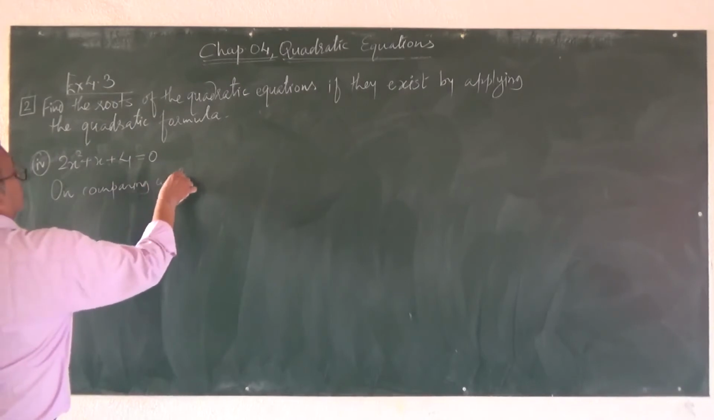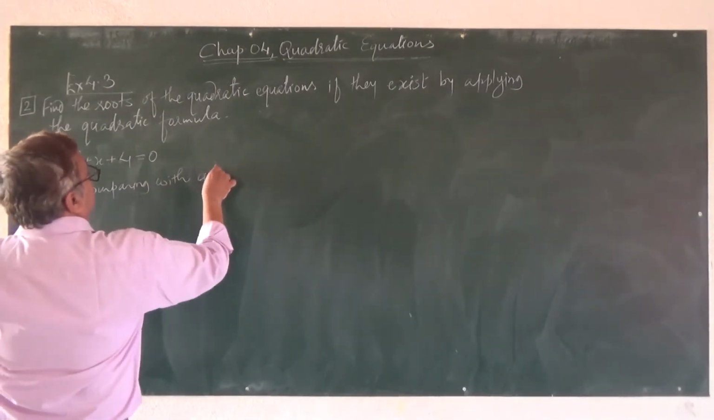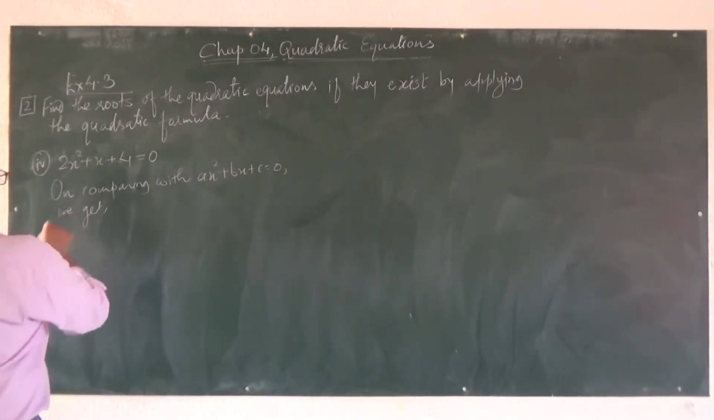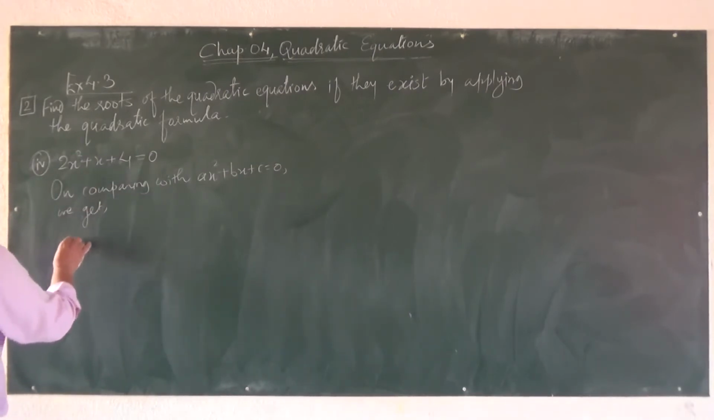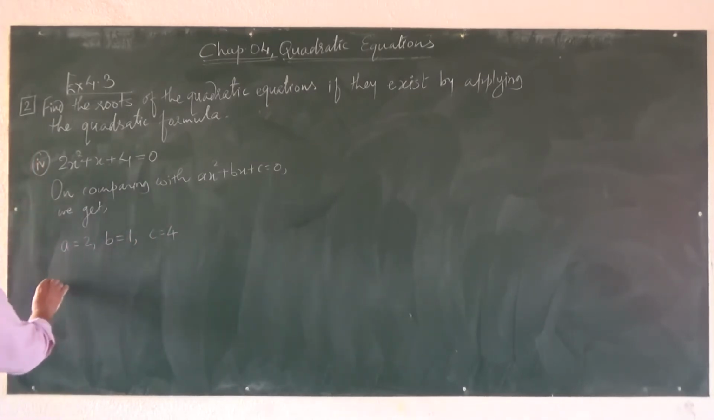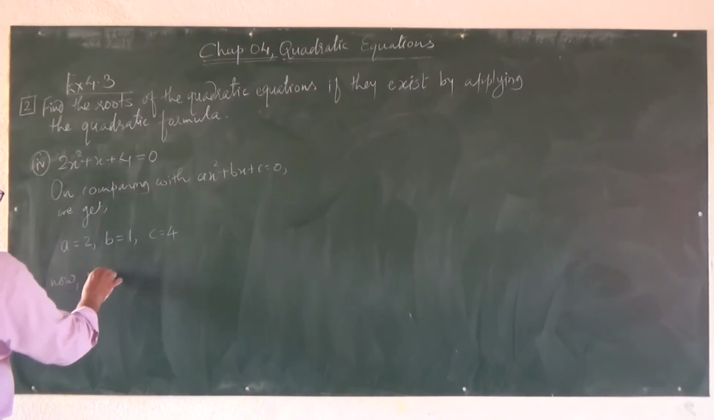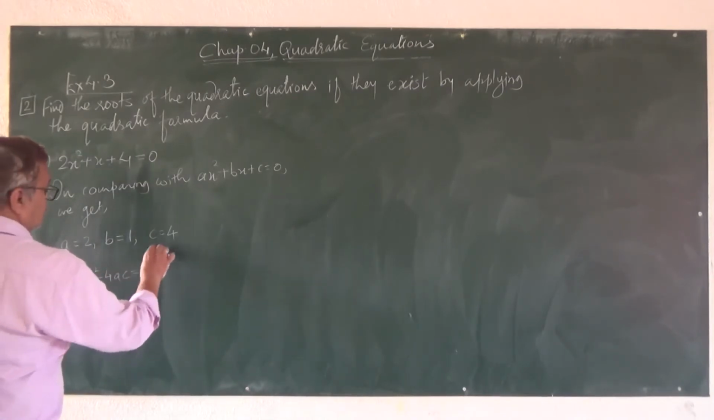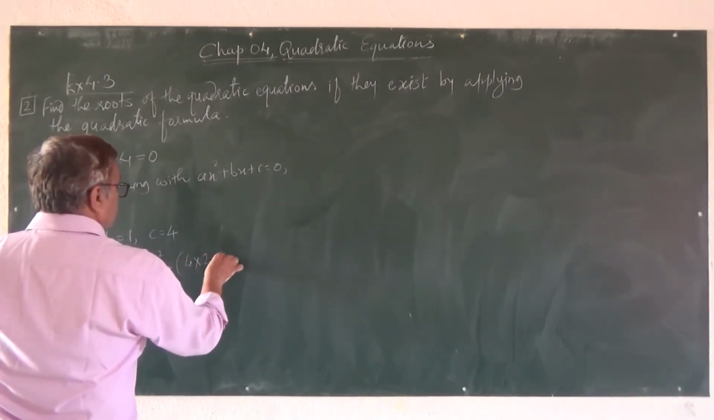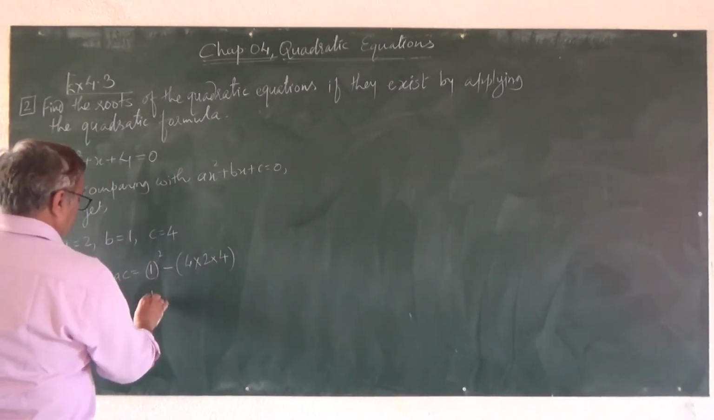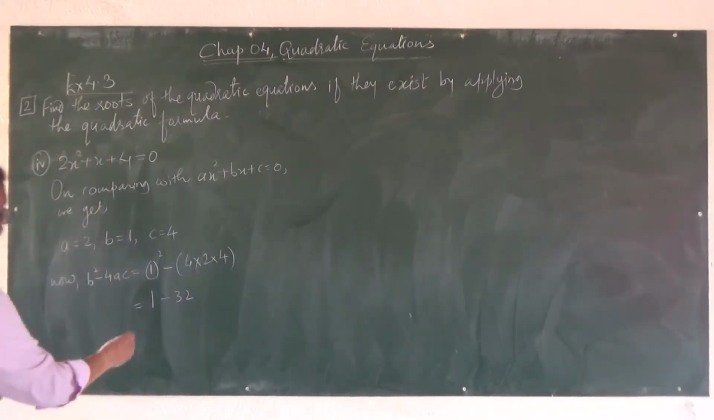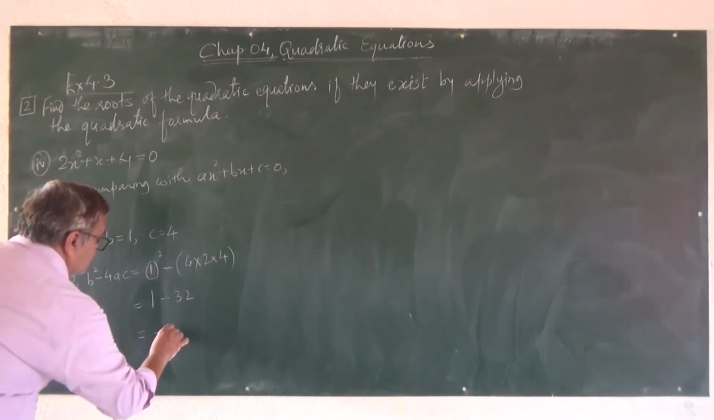On comparing with ax square plus bx plus c is equal to 0, you get a is 2, b is 1 and c is 4. Now b square minus 4ac. So 1 square minus 4, a is 2 and c is 4. So 1 minus 32 is minus 31.